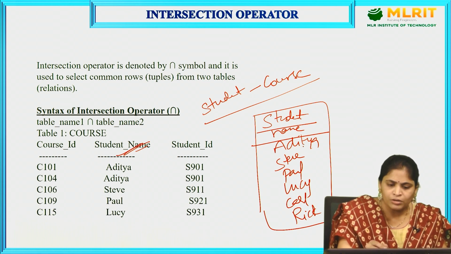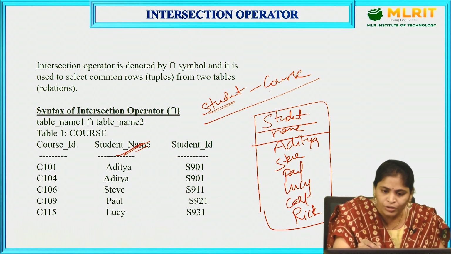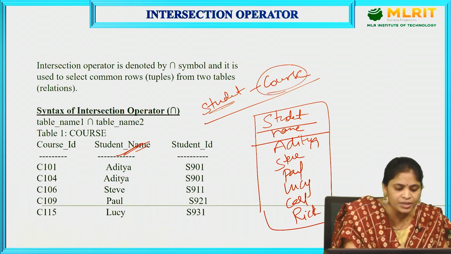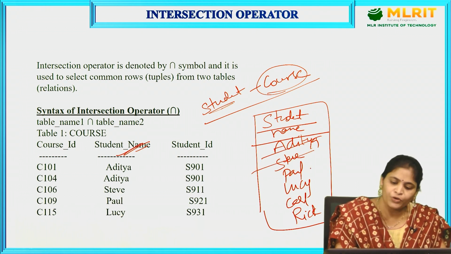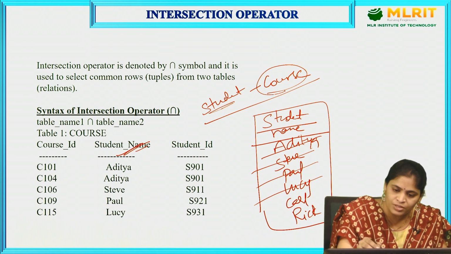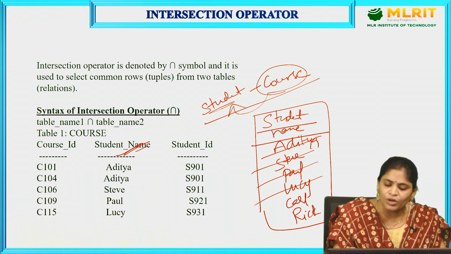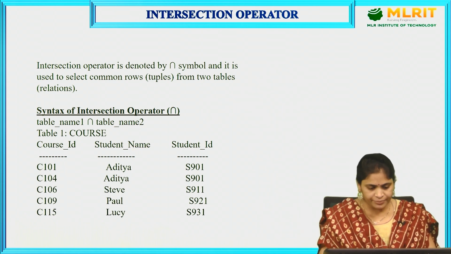The student table contains these names. I am going to remove the course names. What are the course names here? Aditya, Steve, Paul, Lucy. Aditya I am going to remove, Steve I am going to remove, Paul I am going to remove, Lucy I am going to remove. That means the student names from the course table are removed from the student names of the student table. So what is the output here? Carl and Rick will be displayed as the output.